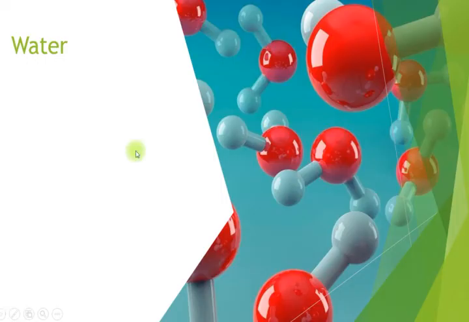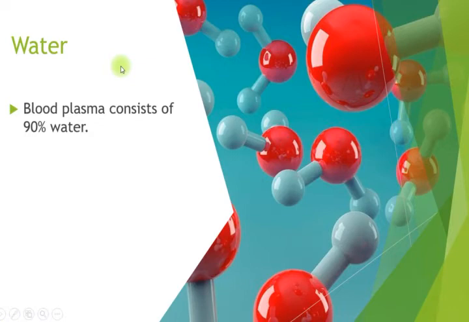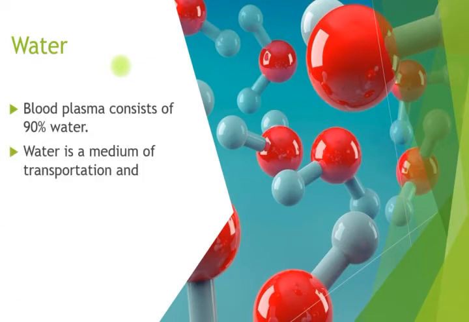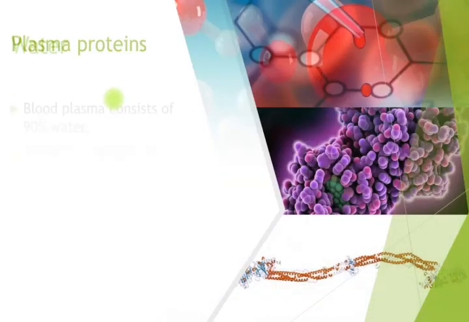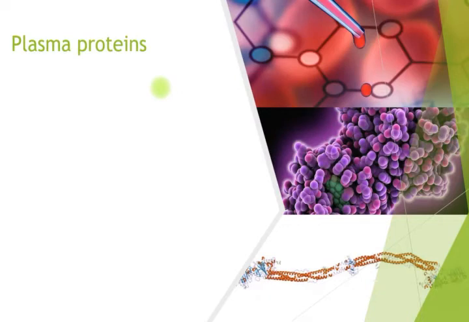So now let's take a look at the components of the blood plasma. The blood plasma consists of water. 90% of the blood plasma is water. Water is a medium of transportation and also a solvent for respiratory gases, ions, digestive products, and excretory substances.